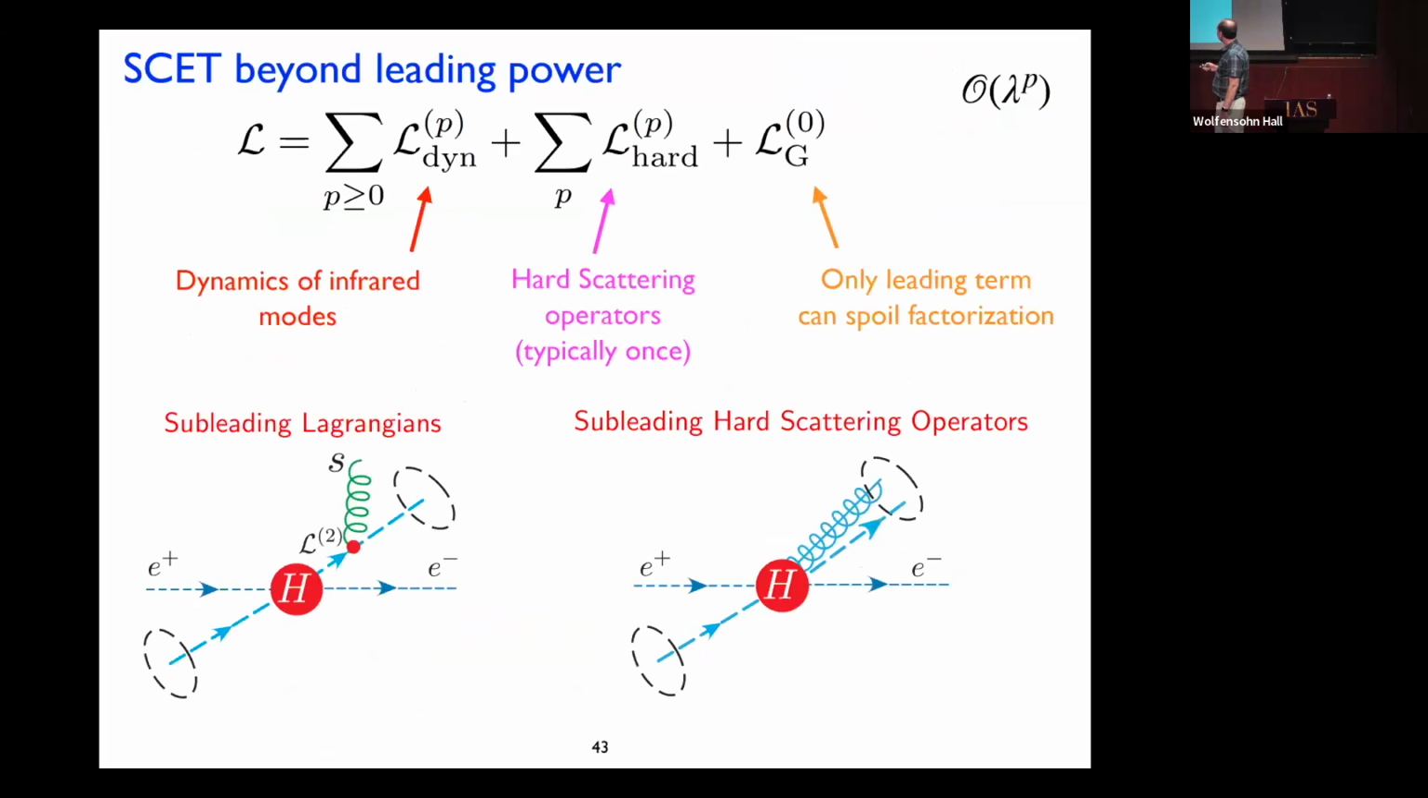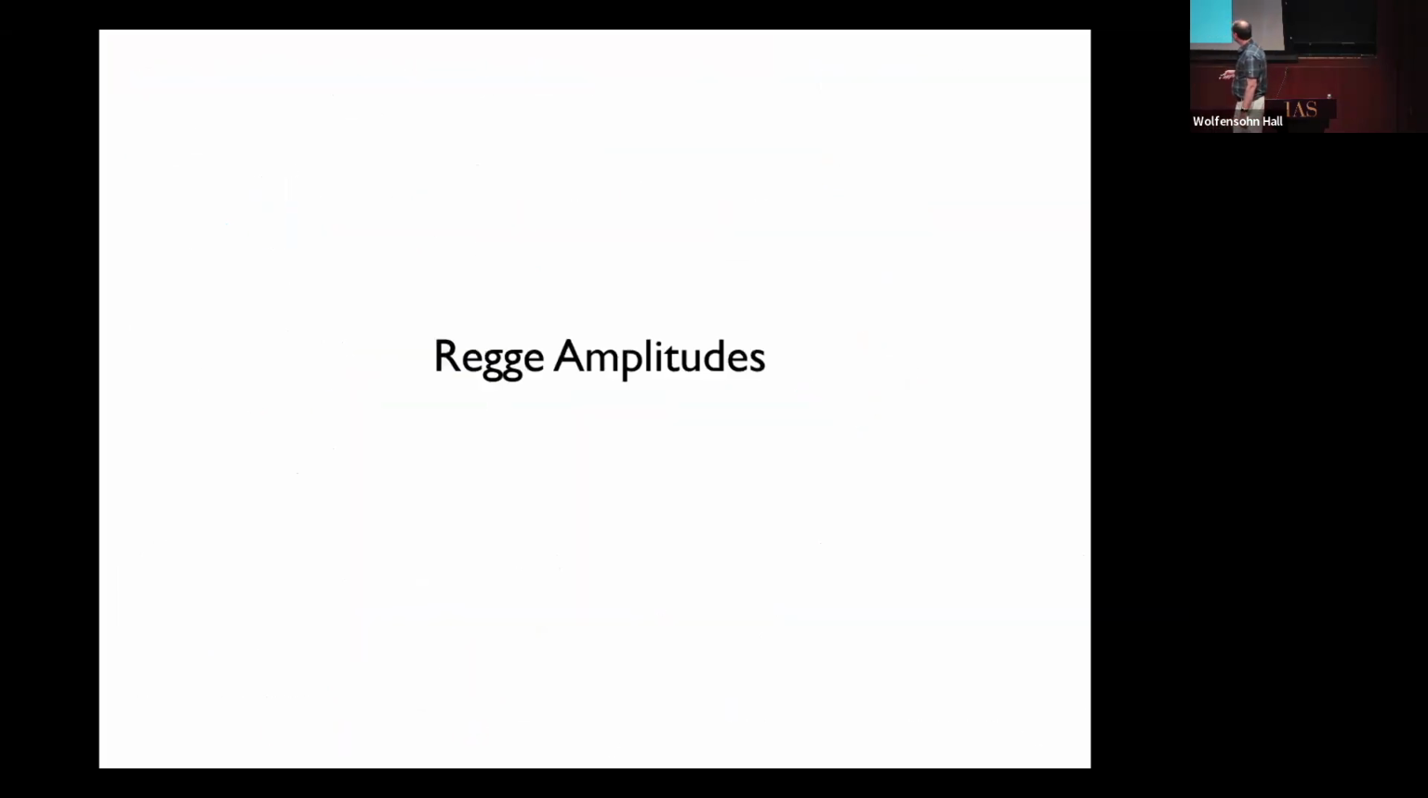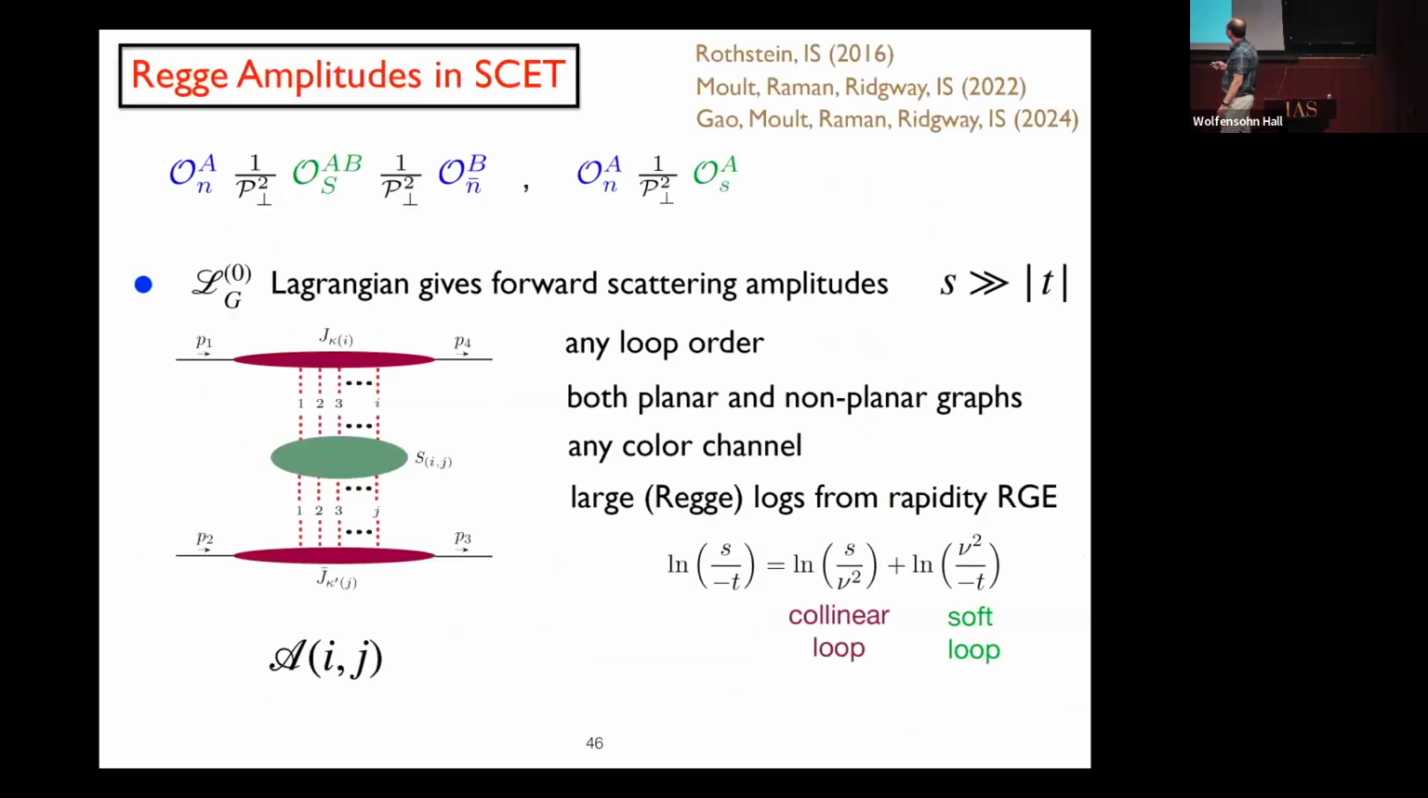Okay, so I'm going to skip over power corrections in the interest of time. I only had a couple slides about that. I'm just going to end my talk by talking about Regge amplitudes. So let me come back to this Glauber Lagrangian. So far in those results that I showed you, this Glauber Lagrangian is canceling out. So let's look at a process where it doesn't, and is interesting to study.